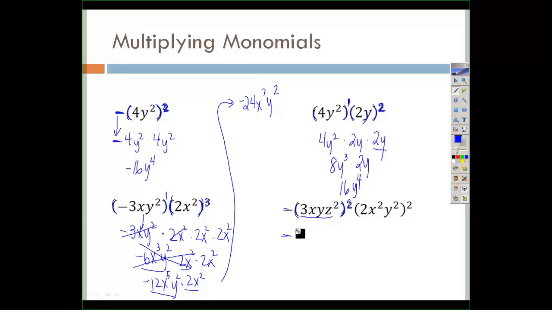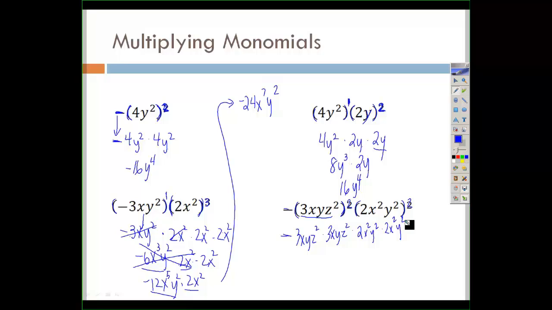3x, y, z squared. 3x, y, z squared. Okay. So there's that twice. This 2 means we're writing everything in these parentheses twice. So times 2x squared, y squared, times 2x squared, y squared. Alright, so now we got some work to do here. Going to multiply these first two together.